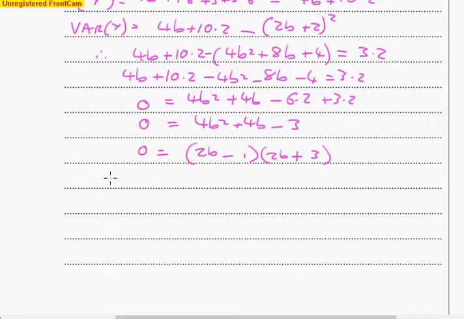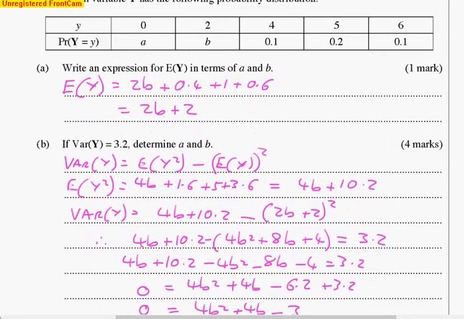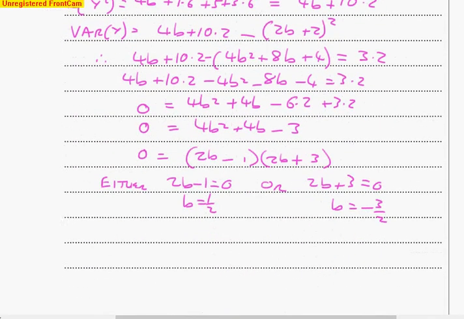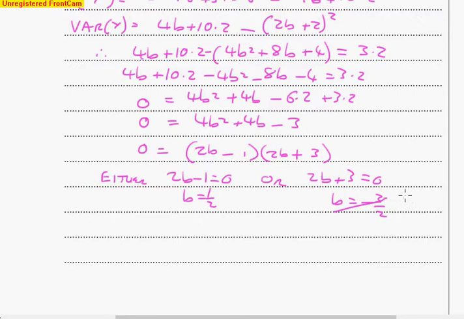So you get either 2b minus 1 equals 0, in which case b must be a half, or 2b plus 3 equals 0, in which case b equals negative 3 over 2. I think we're in a probability distribution. All values must be positive between 0 and 1, so that's not possible because it's a probability distribution. B must be a half.